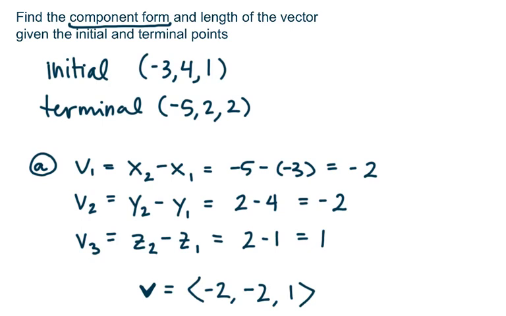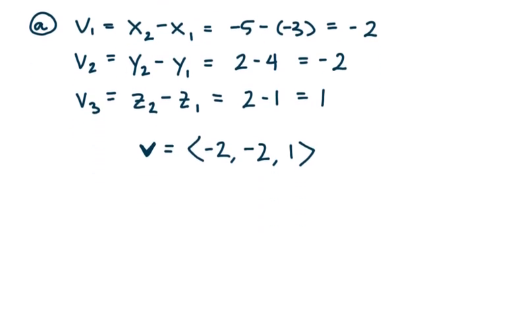So I subtracted my initial and terminal x's, y's, and z's to get my x, y, and z components. The x component, the y component, and the z component. If I'm asked to then find the length of the vector, we're just going to use our distance formula, essentially, the magnitude of this vector.